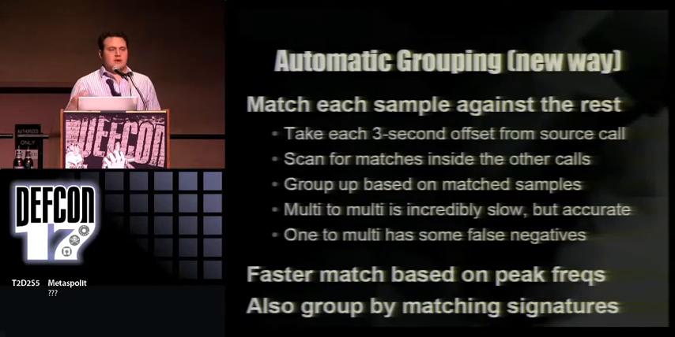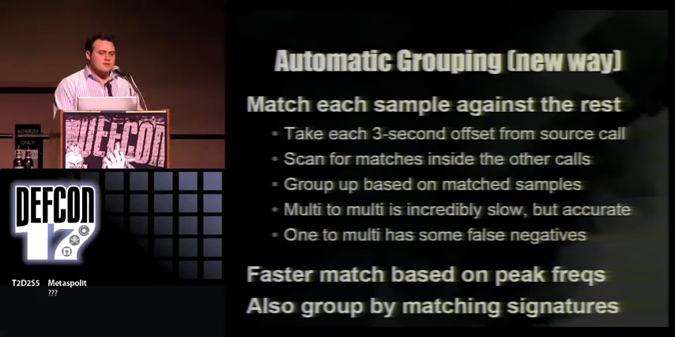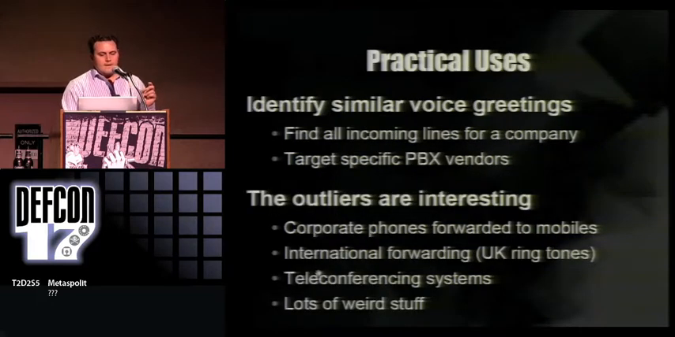So if every line is answered by Audix, if everyone's a Verizon, AT&T, whatever, you can make them all grouped together based on what vendor, what audio sample they actually have inside the line. You can also match them all based on peak frequency, and I'll show a graph of that later on, and that actually does a pretty good job. But it misses chances when there's any other louder tone on the call other than that peak frequency. You can also group by matching signatures, and we'll talk about signatures next.